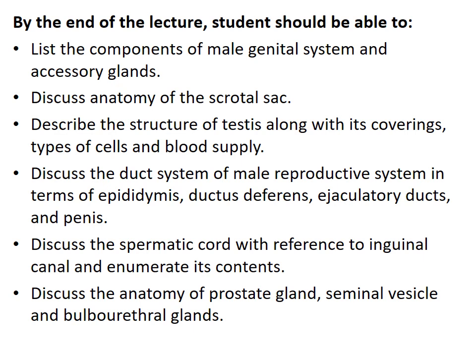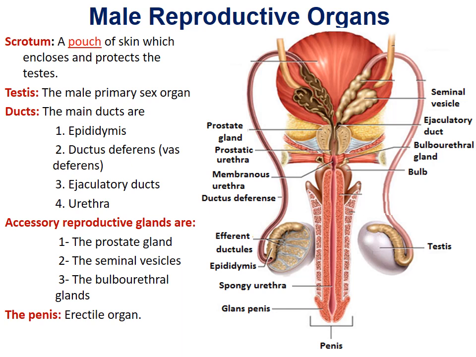Then they will also be able to discuss the male reproductive system in terms of epididymis, ductus deferens, ejaculatory duct, penis, spermatic cord, inguinal ligament, canal, and its contents, prostate gland, seminal vesicle, and bulbourethral gland. Okay, this is the male reproductive organs.